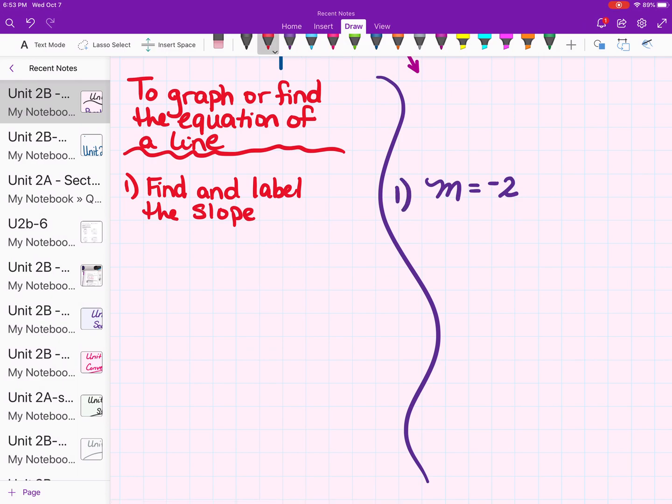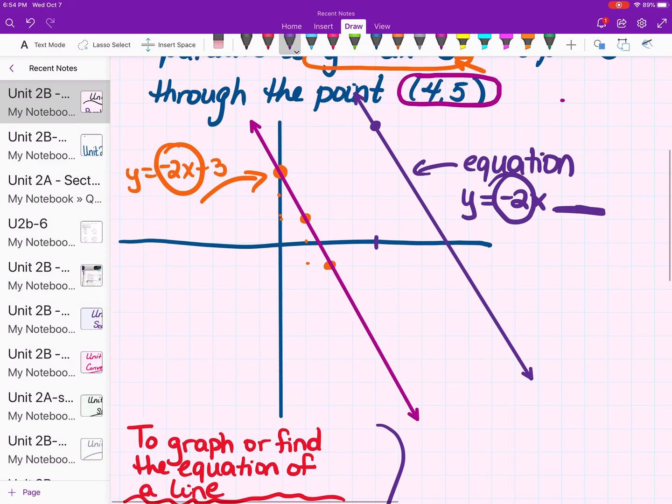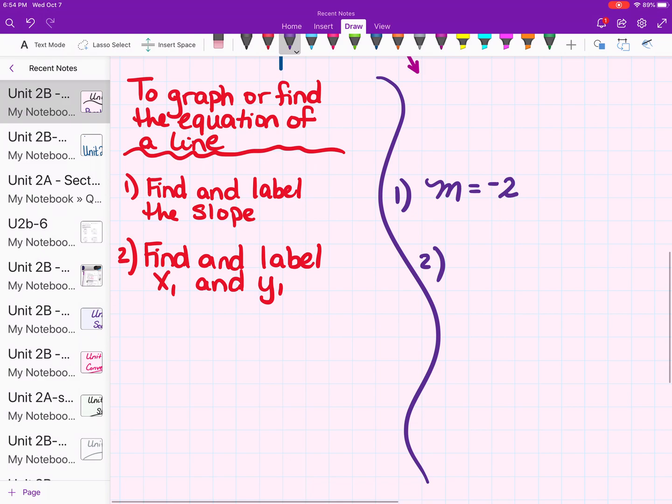Okay, second step is to find and label x1 and y1. Notice I always say label. Okay, well, do we have a point on that line? Were we given a point? We were. We had to be given a point. Here it is right here, remember? There's our point. Our point is (4, 5). That was in the problem. So I'm going to write (4, 5), and I'm going to label it x1, y1.